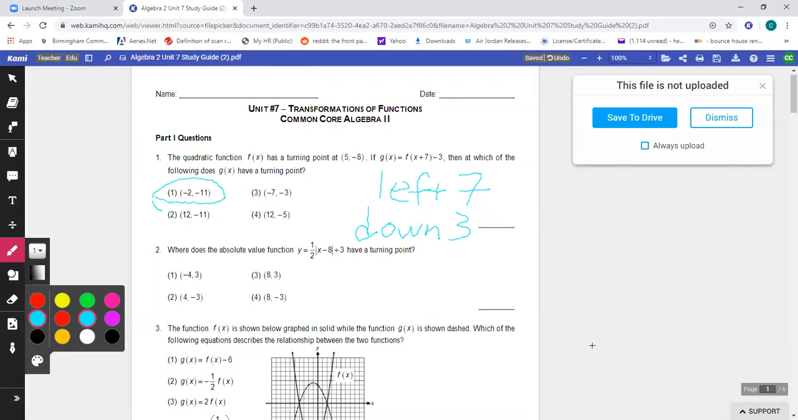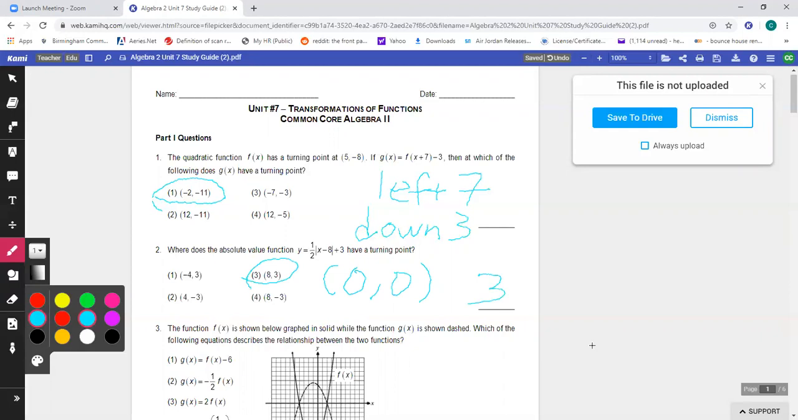Number 2, where does the absolute value of this have a turning point? This one actually doesn't have anything really much to do with transform. Actually, it kind of does have to do with transformations. Remember, the regular absolute value, as also with the regular parabola, has a turning point at 0, 0. And so if this is going right 8 and up 3, my answer should be 3.